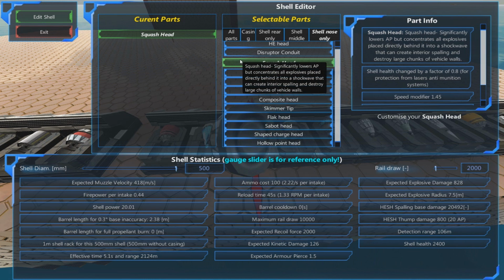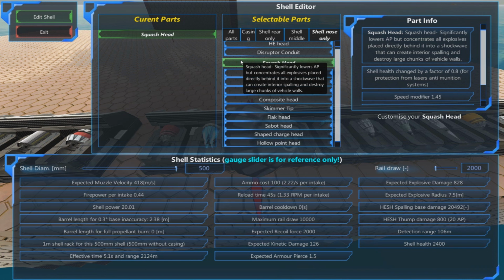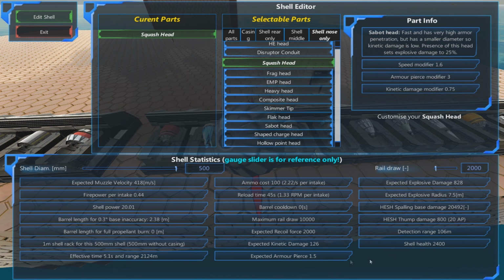So if we look at the description, it significantly lowers AP but concentrates all explosives placed directly behind it into a shockwave that can create interior spalling and destroy large chunks of vehicle walls. This is a very strong component. This is still possibly one of the best armor-breaking components in the game, largely because that shockwave, so the thump damage, and thump damage is a thing unto itself, hits multiple blocks, ignores armor stacking, and damages blocks for 20 AP, so that's pretty strong.